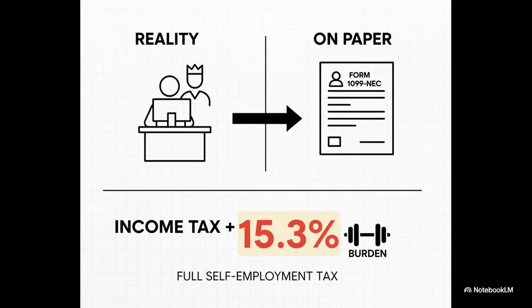All right, next scenario. Worker misclassification. This happens all the time. A company pays you as an independent contractor and gives you a 1099-NEC, but they treat you like a regular employee. The IRS computer sees that 1099 income, and it expects you to pay not just income tax, but the full whopping 15.3% self-employment tax. That can be a massive, unexpected bill.